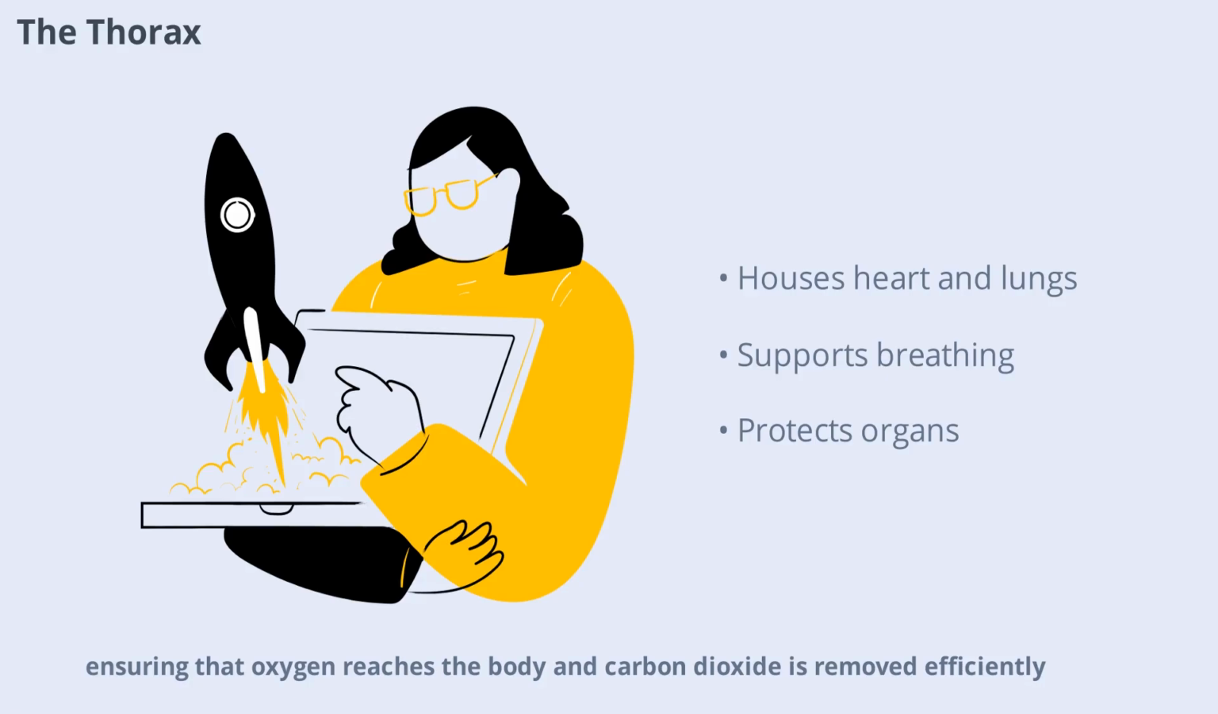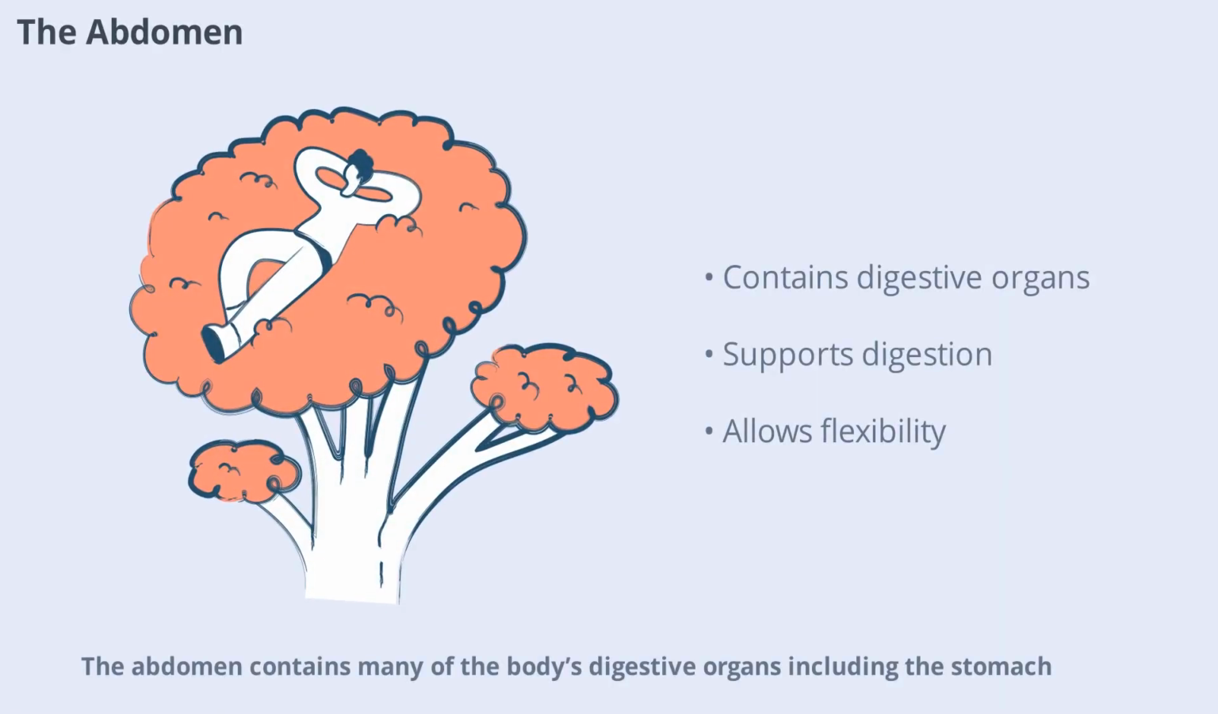The abdomen contains many of the body's digestive organs, including the stomach, intestines, liver, and pancreas. It also houses the kidneys and spleen. The abdominal wall protects these organs and allows for movement and flexibility. This region is vital for digestion, absorption, and waste elimination.